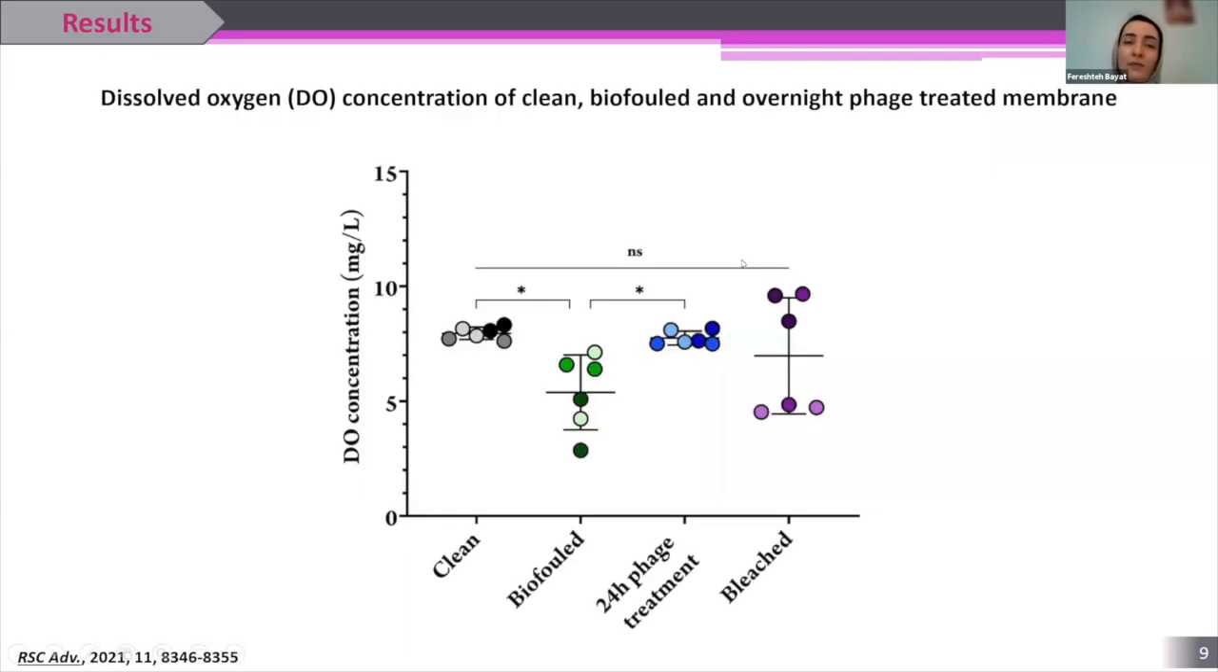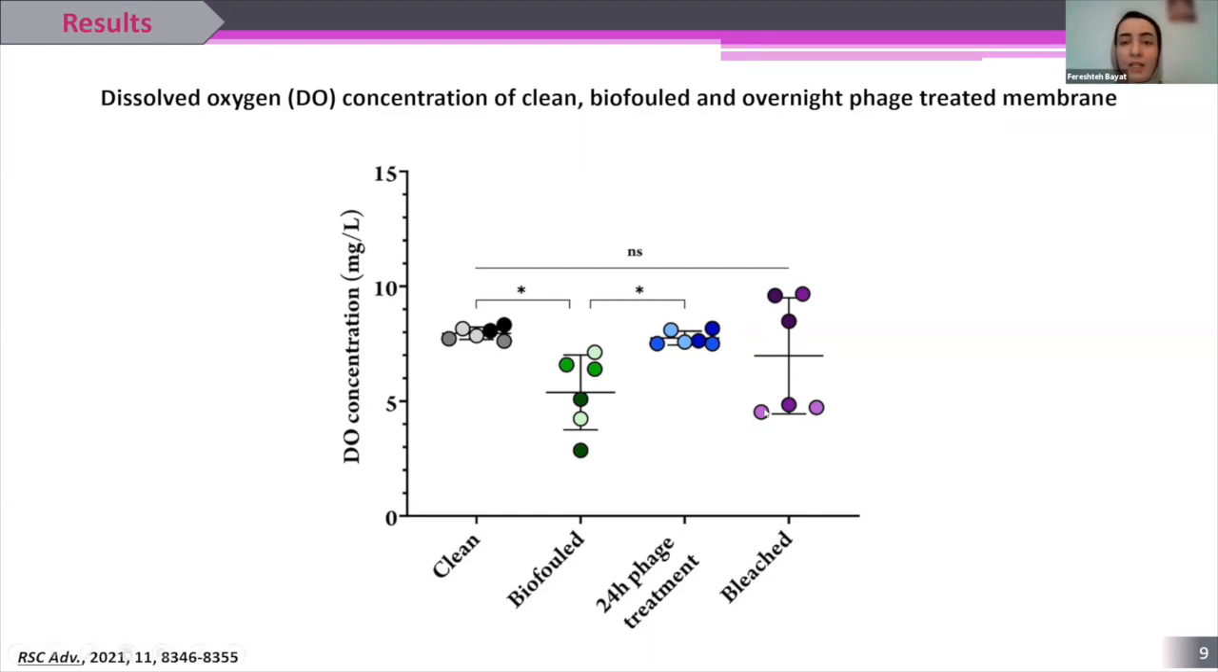We used these membranes to measure the dissolved oxygen concentration. We also had a control: we used bleach to treat the membrane, and we wanted to see the difference between phage-treated membranes and bleached membranes. As you see here, after biofouling, the DO concentration that we are able to measure in water decreased significantly. With phage treatment, the signal was recovered and it was almost comparable to the clean membrane. With just a single treatment with phage, we were able to recover the DO concentration signal.